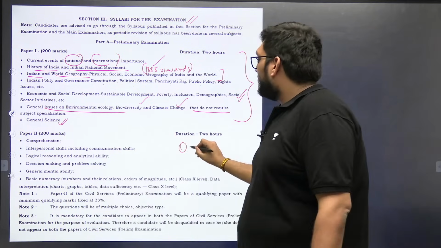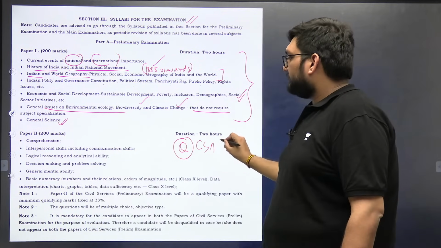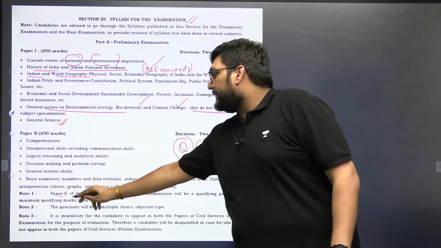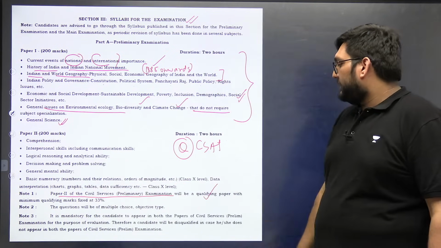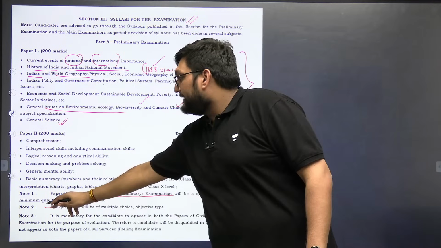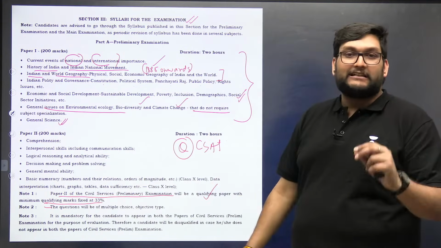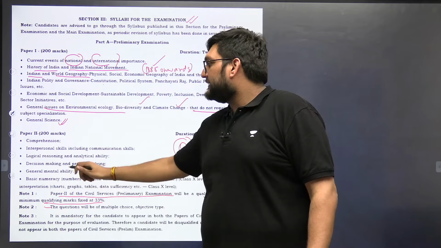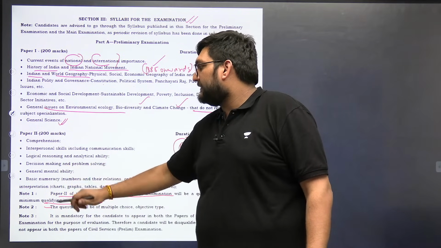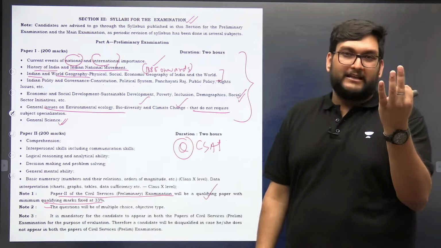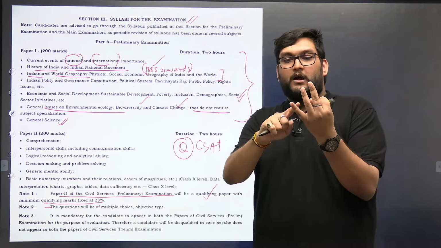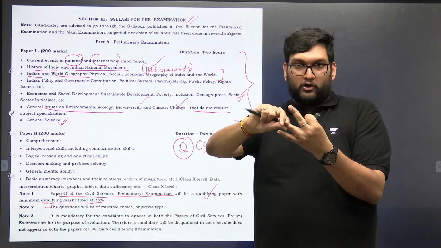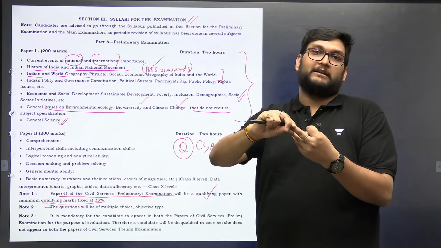This is the qualifying paper called CSAT. As it says, paper 2 of the civil services prelims examination will be a qualifying paper with minimum qualifying marks fixed at 33%. Now here, comprehension, communication skills, logical reasoning, decision making, general mental ability, basic numeracy. You basically divide this paper into 3 parts. One is comprehension, other is logical reasoning, and the last is mathematical reasoning.